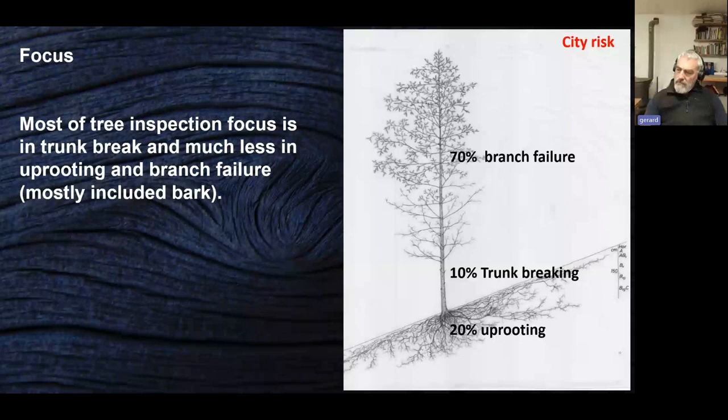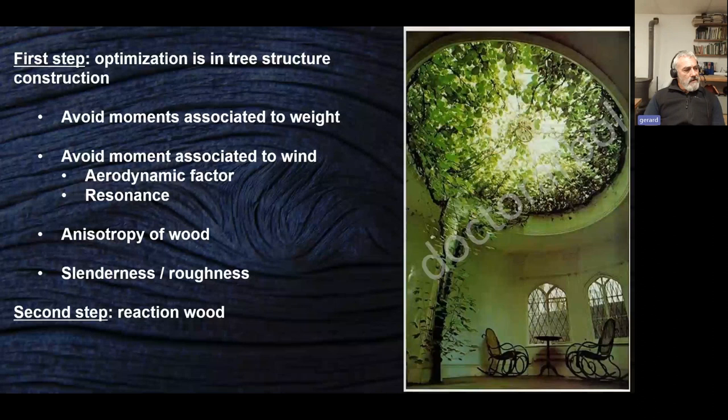We are limited when we make studies on biomechanics to evaluate reaction wood. Reaction wood is the way you understand the tree and detect the problems on the tree. But we sometimes forget that the first step in answering the problems of biomechanics is the optimization of the tree structure. And I'm going to try to share this information that I think is important.